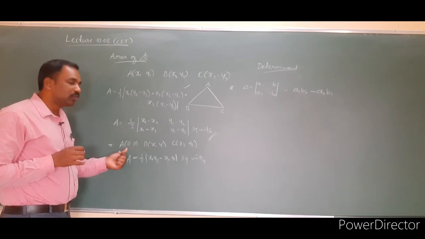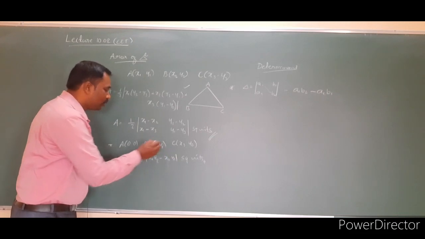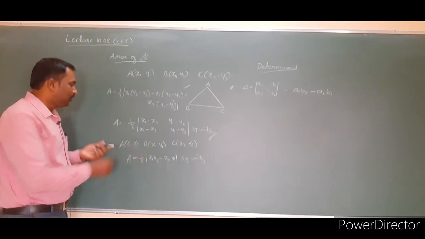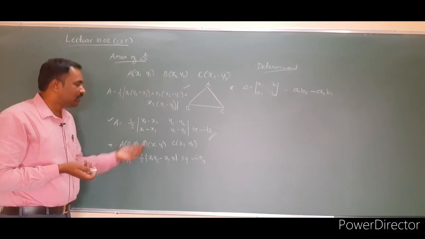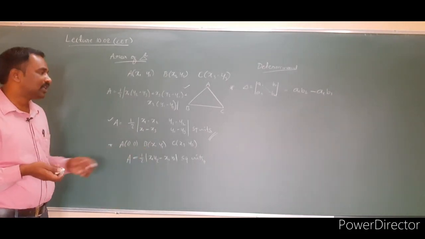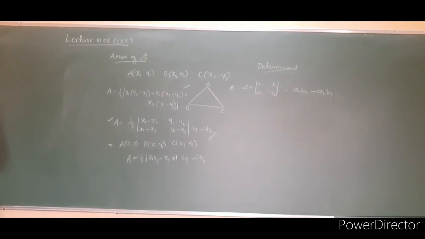Whenever a triangle has one vertex at the origin, with the remaining other than the origin, you can use this one. If you use this formula, nothing to worry, we will get the same answer. Simply we will get the answer. This is all about the area of the triangle.